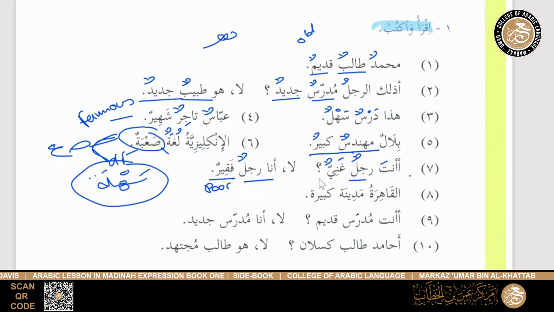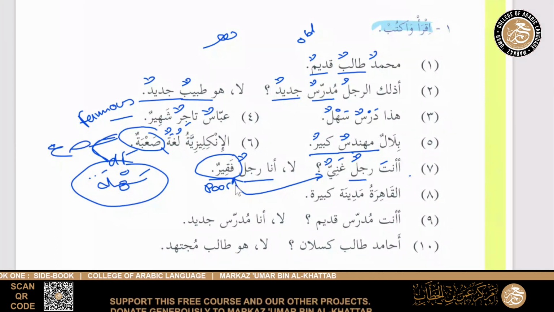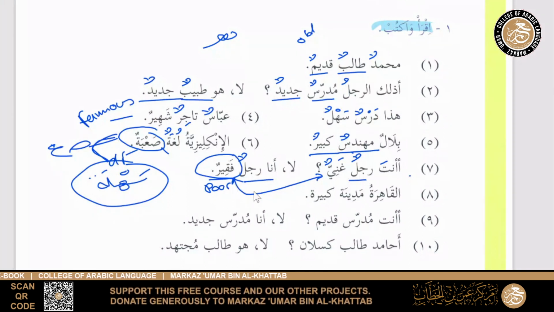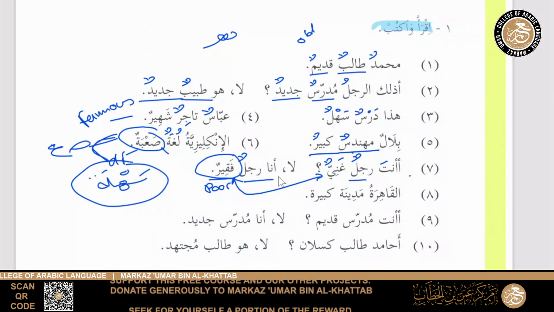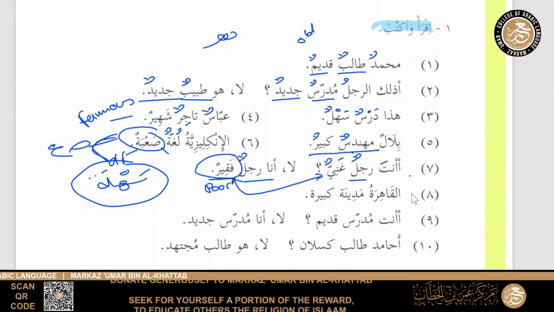Okay, so we have غني and فقير, so rich and poor. As Allah says, يا أيها الناس, O mankind, أنتم الفقراء, you are الفقراء, plural of فقير, إلى الله, to Allah, والله هو الغني الحميد. And Allah, He is the one who is rich, Al-Hamid.